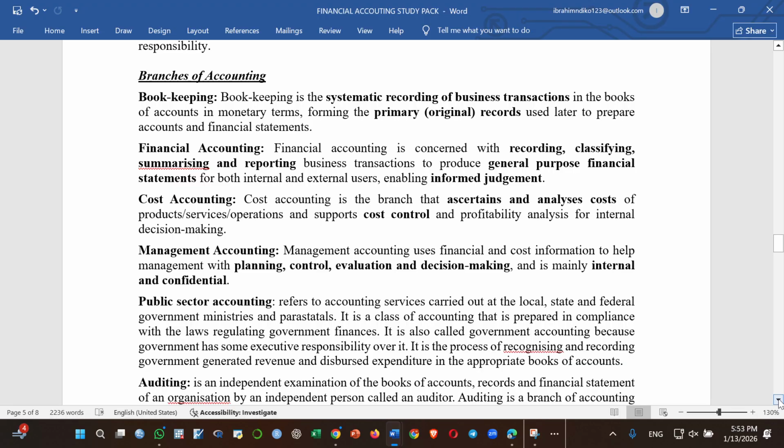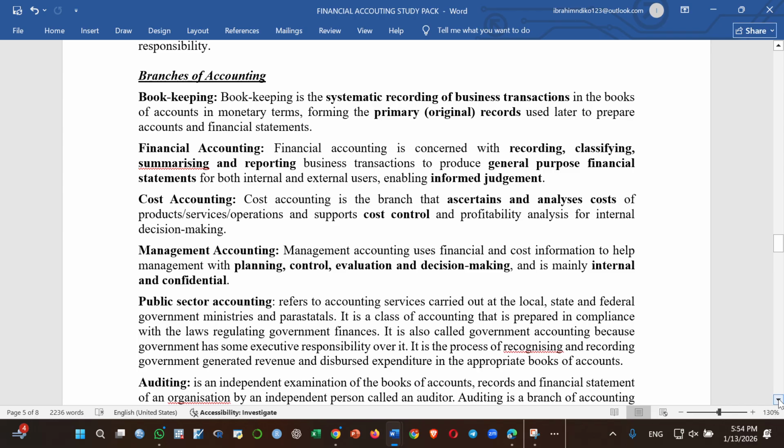We have number 1, bookkeeping. Now bookkeeping is the same as accounting, but bookkeeping is the beginning, accounting is the end. So you need to know that. We talk about bookkeeping as the beginning of everything, then accounting is the end of everything. So what is bookkeeping? Bookkeeping is the systematic recording of business transactions in the books of account.